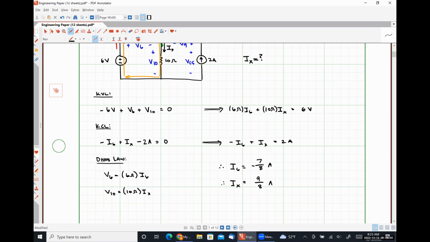I chose the negative polarity on the left because I know that 2 amps of current is flowing into it. So that was just a way to force that voltage drop if I needed it to be positive. Yeah, so I just moved the 6 volts to the right hand side.